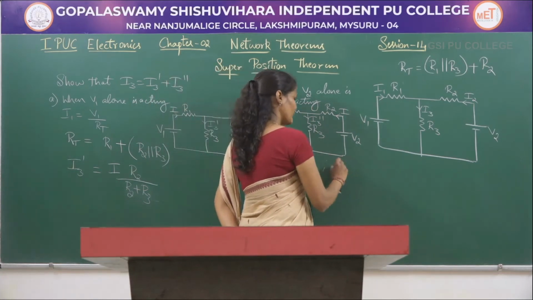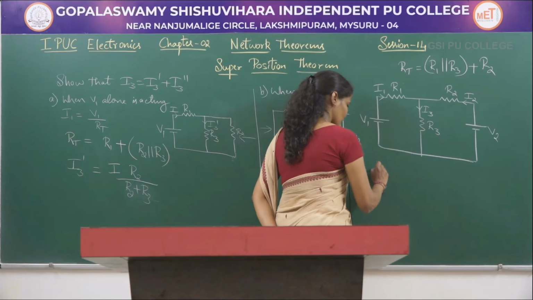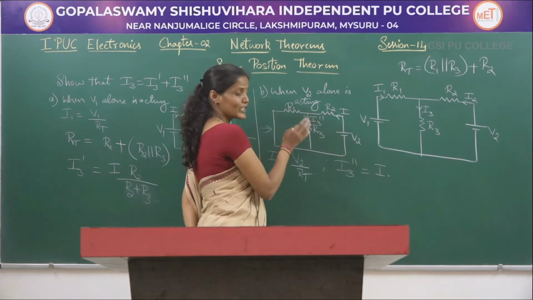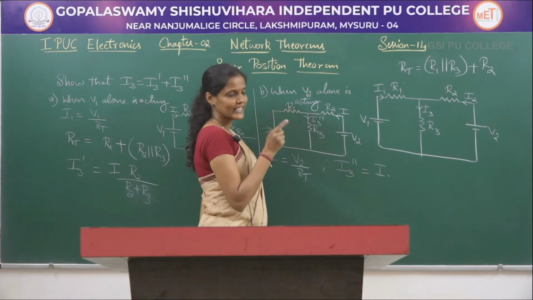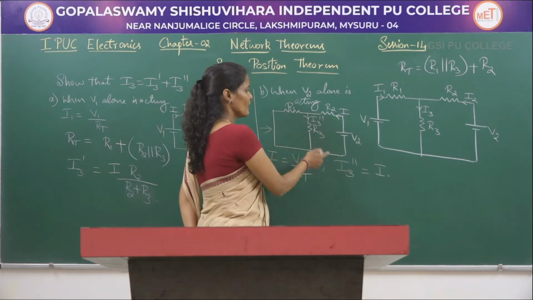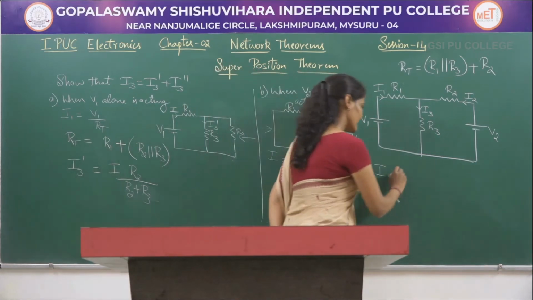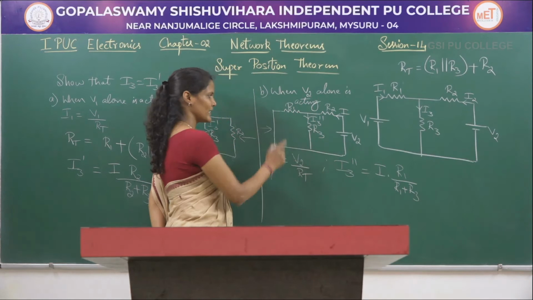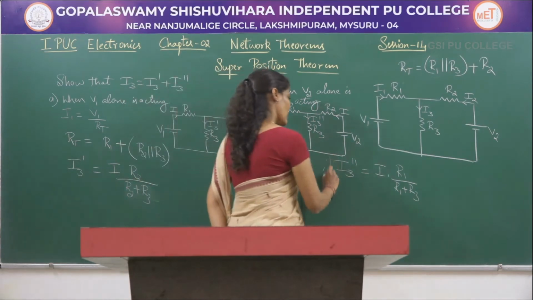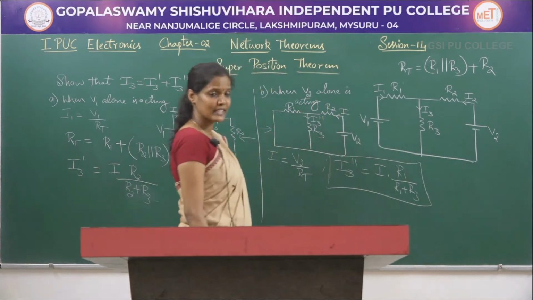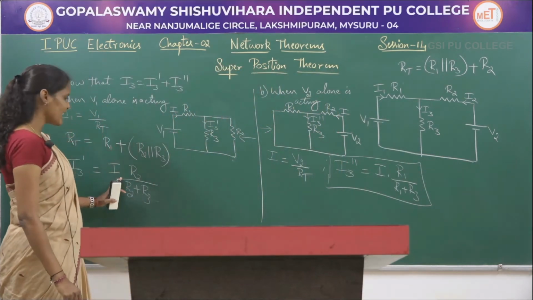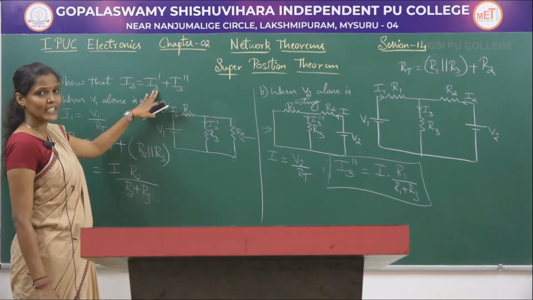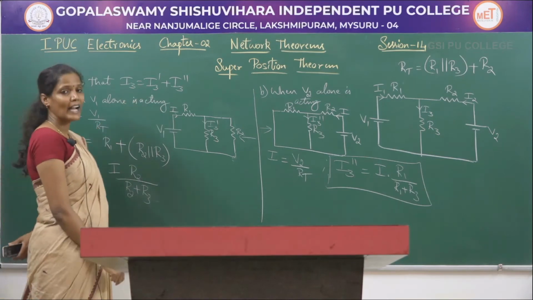Now in order to find out this I3 double dash, the total current I into the resistance value of the other resistor. These two resistors are connected in parallel, so you can use the current divider rule. So I into R1 divided by R1 plus R3, the sum of these two resistors, R1 plus R3. So I3 double dash is equal to this. So we have easily found out I3 dash and I3 double dash. So I can substitute those values in this particular expression and easily find out the value of I3.